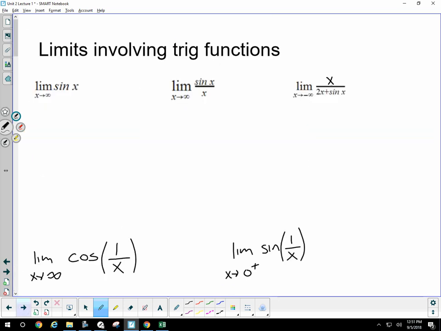Let's throw in some trig functions. Now, let's look at the limit as x approaches infinity of sine. Well, the first question I have is, is the sine of infinity infinity? Discuss that with your neighbors. If I plug in larger and larger values into sine, do I get larger and larger values out of it?